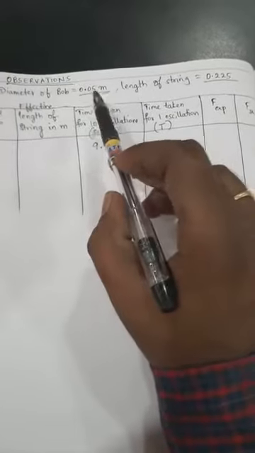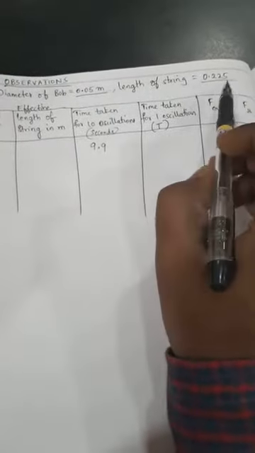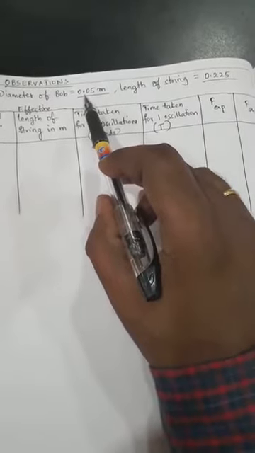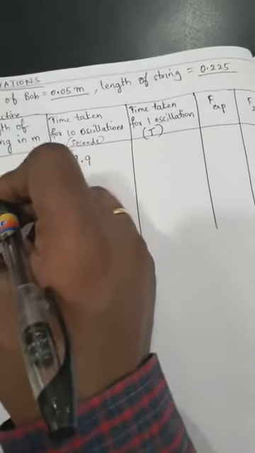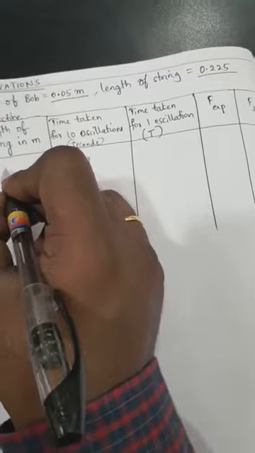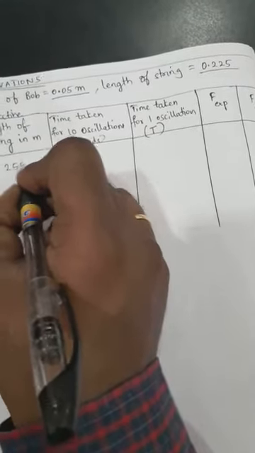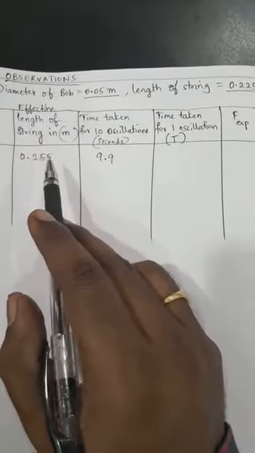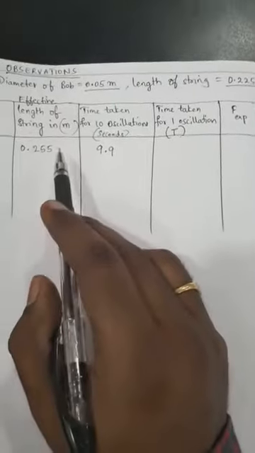So, if you add both, 0.225 plus 0.05, we will be getting 0.255 meters. So, this is the effective length, because the center of gravity is nothing but at the center of the bob. Okay.